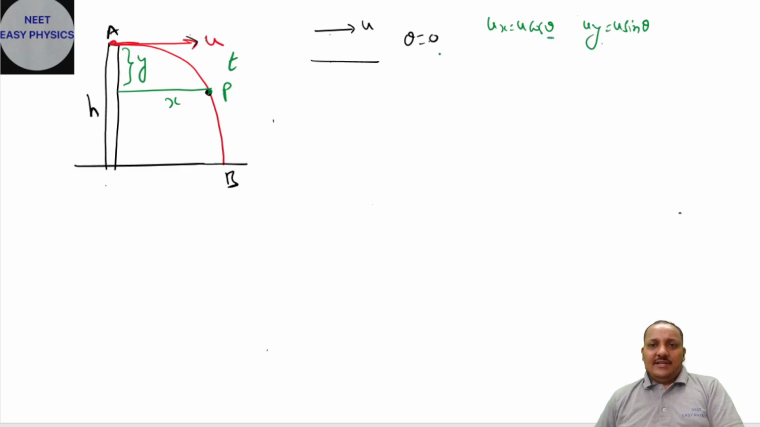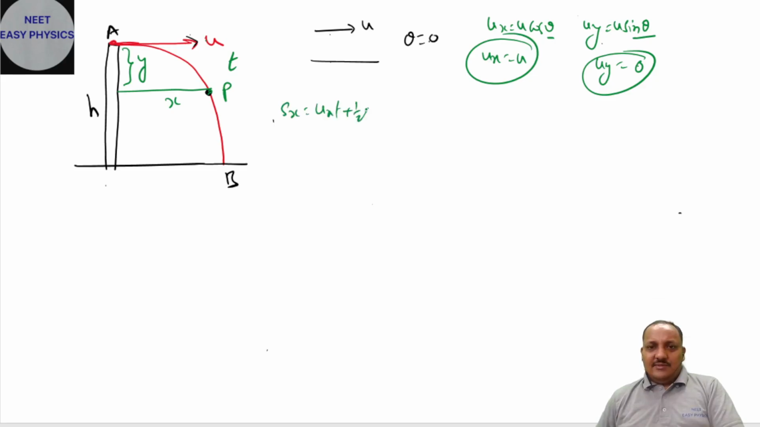Here, what is theta? We said 0. Therefore, ux equal to u, uy equal to u sin 0, which is 0. Correct? Now, what is the horizontal distance? Again, we can write Sx equal to our old formula, uxt plus half axt square. What is Sx here? X. Ux means u. So x equal to ut because ax is 0.